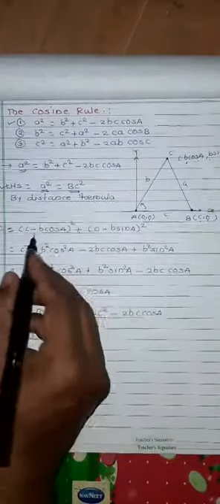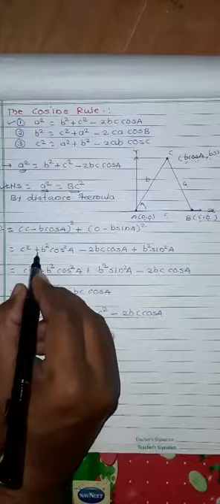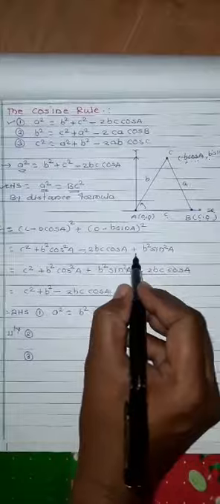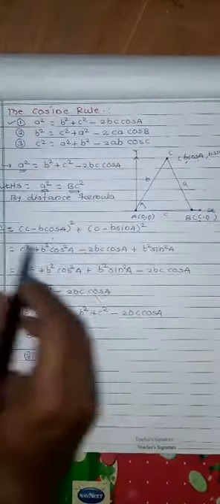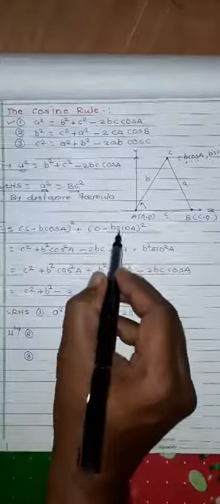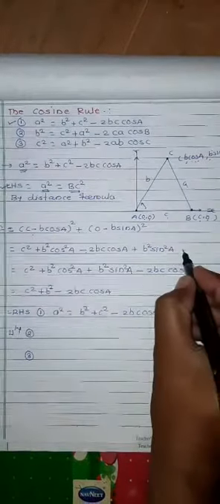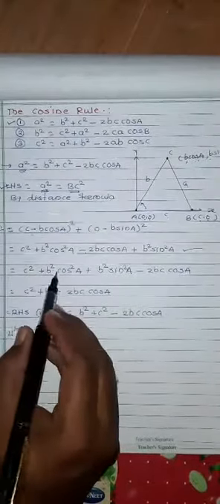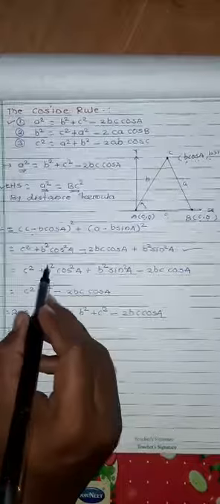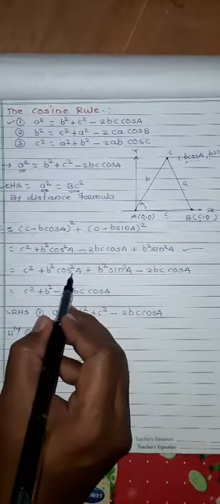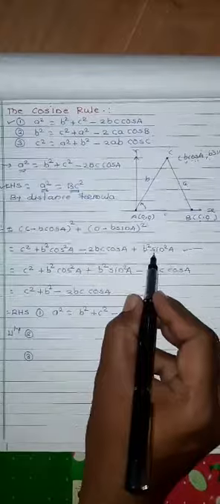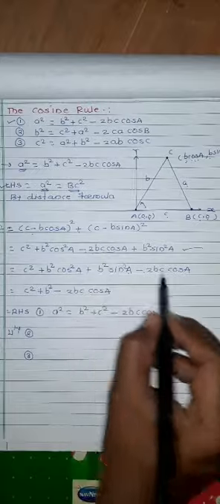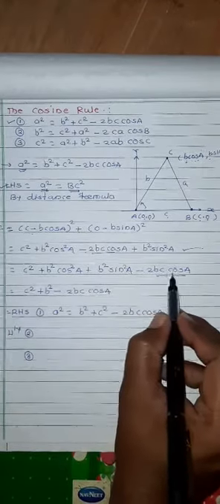After simplifying these brackets, we have c square plus b square cos square A minus twice of bc cos A plus b square sine square A. After squaring this bracket, we have to arrange this equation. Now rearranging this term, c square as it is, b square cos square A as it is, and b square sine square A is taken to this side, and again this is written here, twice of bc cos A.